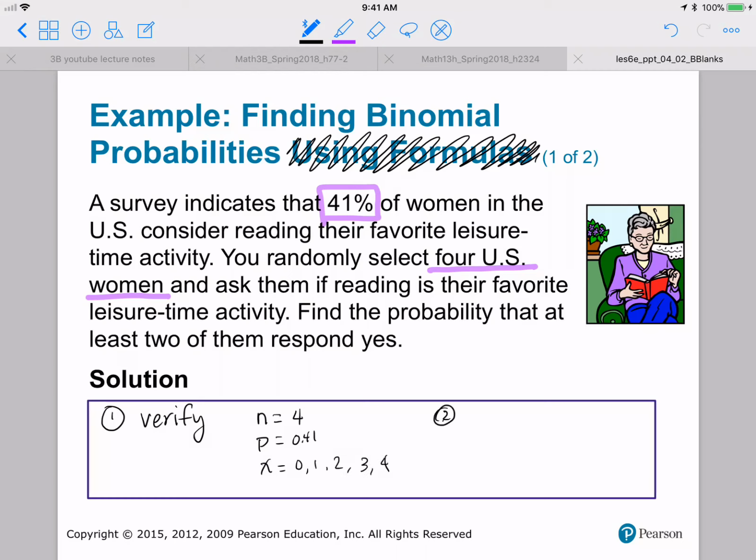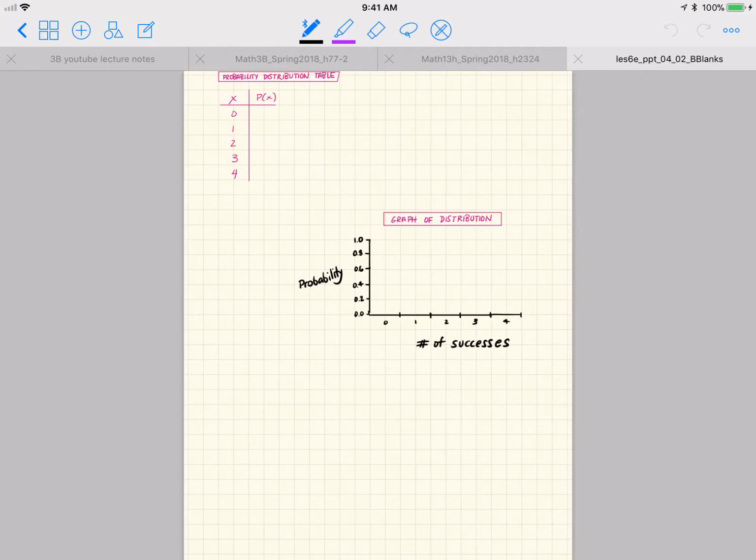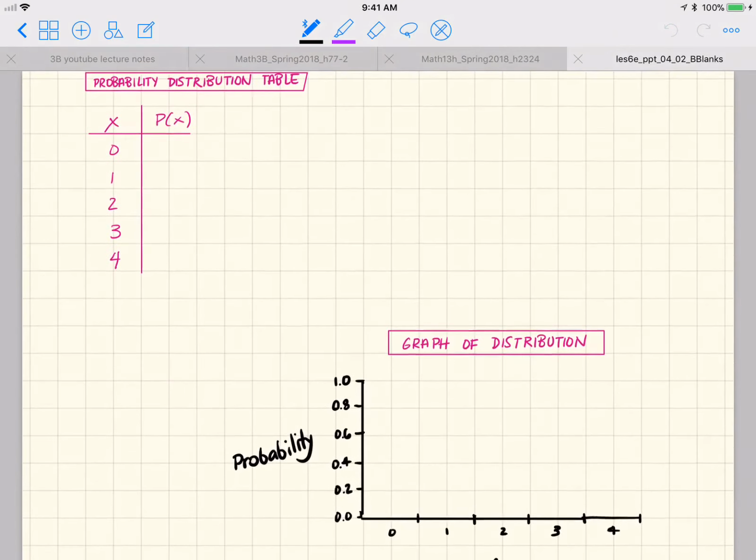Now, the second thing we want to do is set up and write the probability. So what is the probability that we need to investigate? We're trying to see what is the probability that at least 2 of them respond yes. So we want to know what's the probability that X is at least 2. X is greater than or equal to 2. That's what we want. Okay? So now what I wanted to do is first draw this probability, make a probability table.